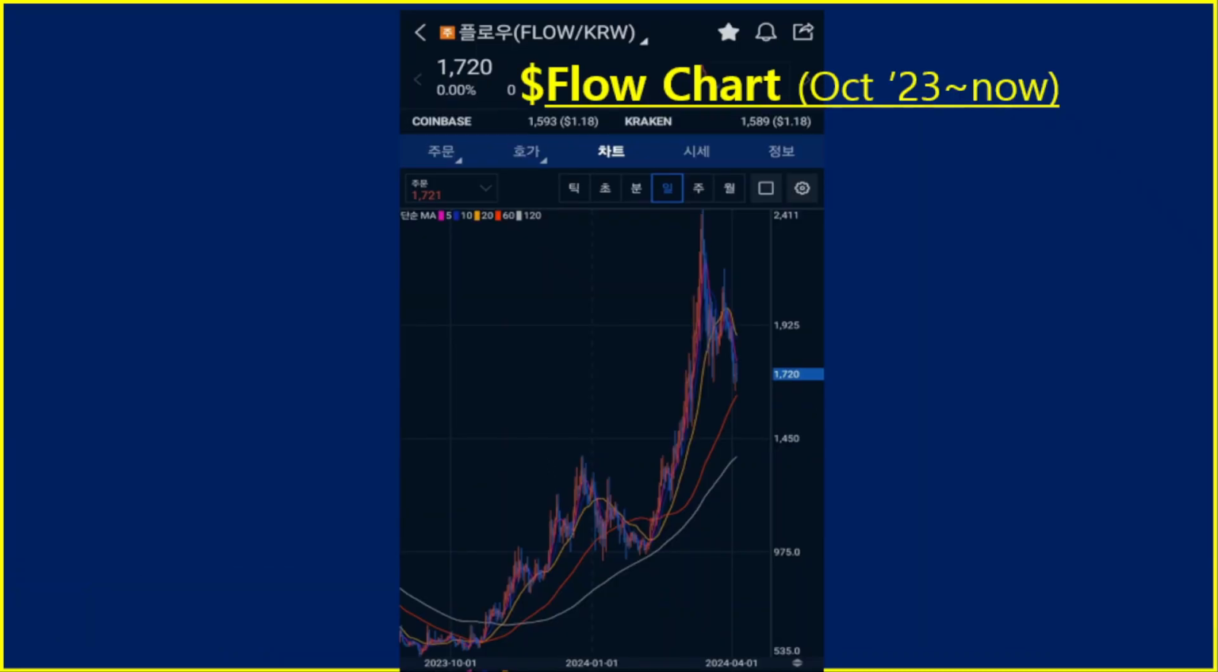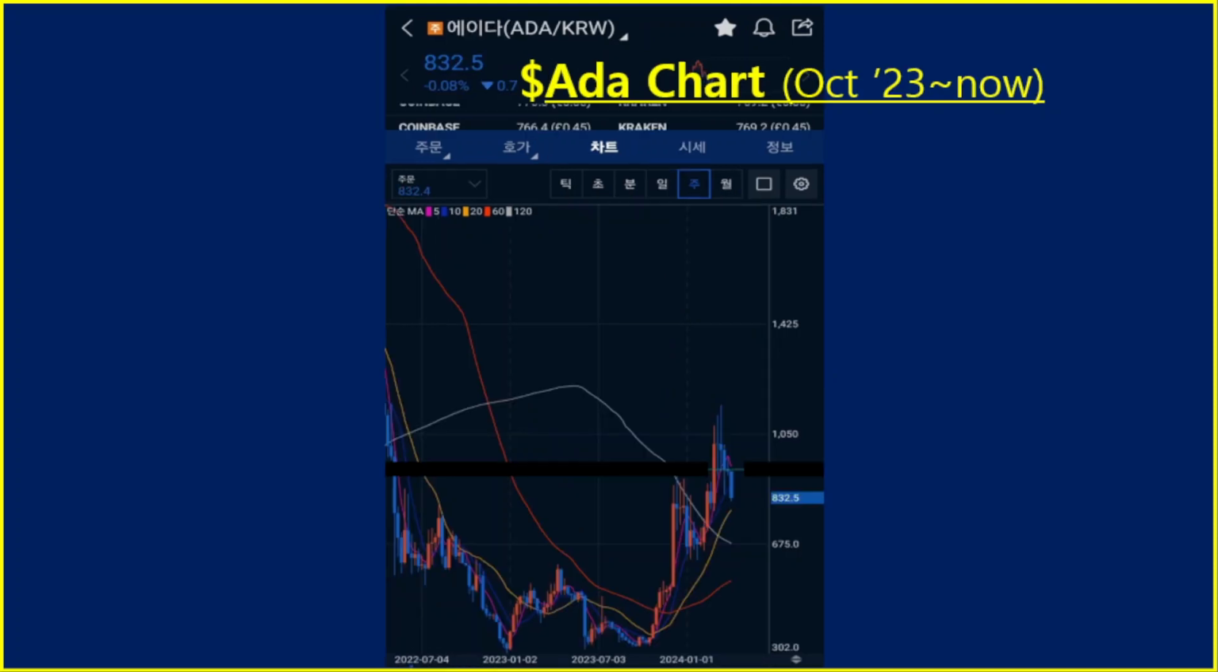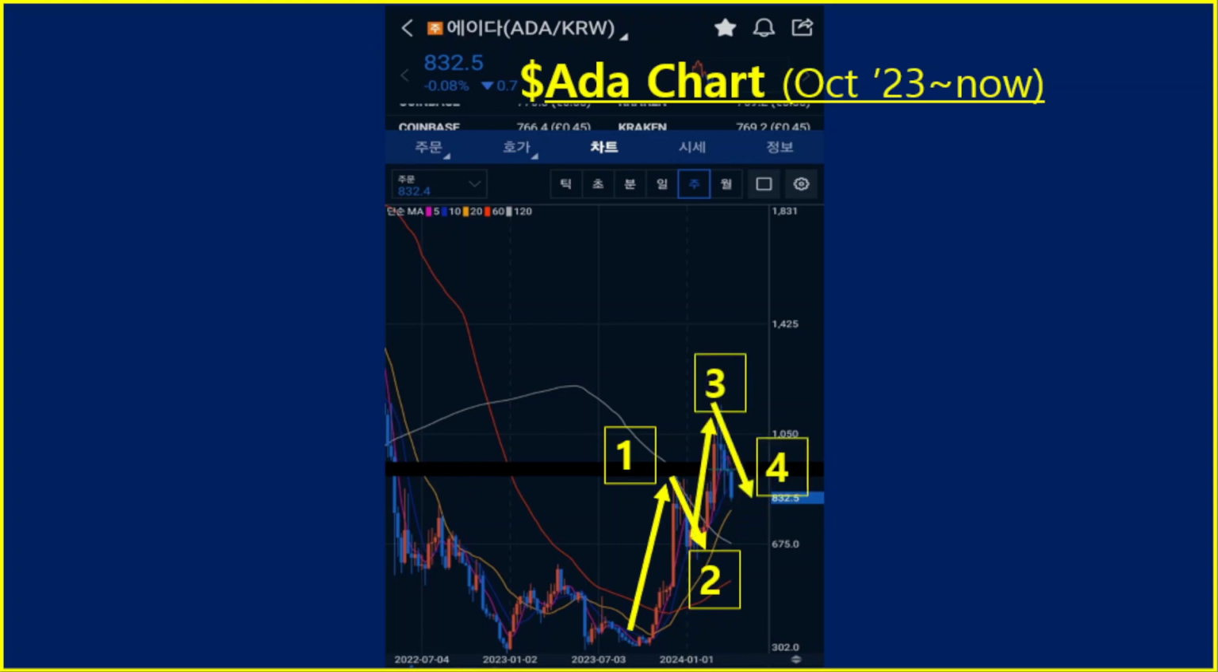It's done now. And the first cycle of the bull market began in October last year. Let's take a look at the Flow price chart. It's from October last year up until now. And you can see the impulsive number 1, corrective number 2, impulsive number 3, corrective number 4, and wave 5 is missing as well. What about ADA? The ADA price chart shows the same pattern. Impulsive number 1, corrective number 2, impulsive number 3, and corrective number 4. Wave 5 is missing here.